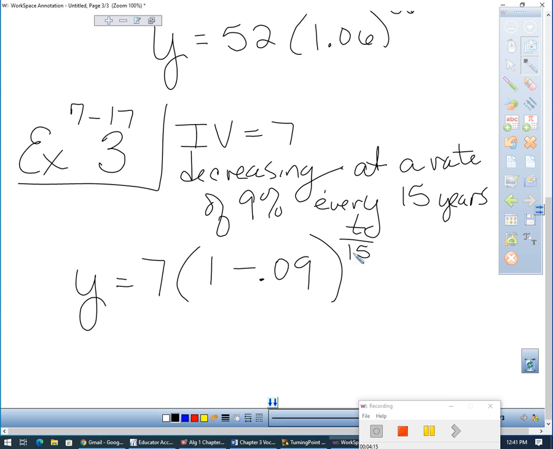Okay, so what it's saying is if we're only doing it for 5 years, your exponent's going to be 1/3, right? 5 over 15. Okay, it's a great idea. All right, let's do another one.